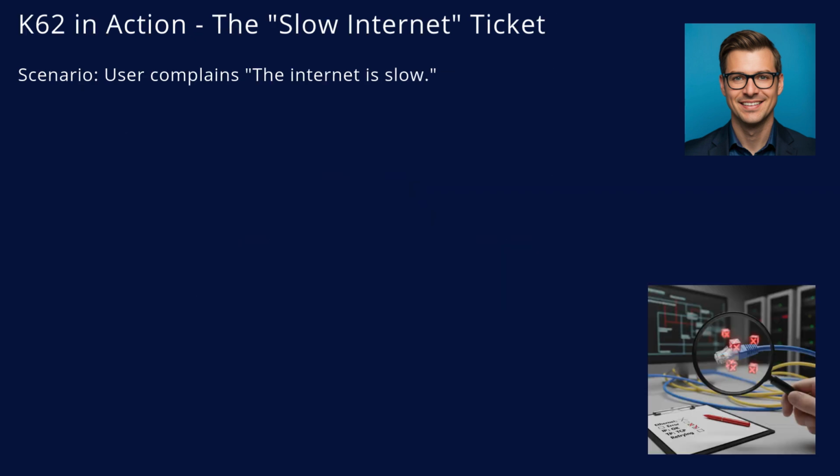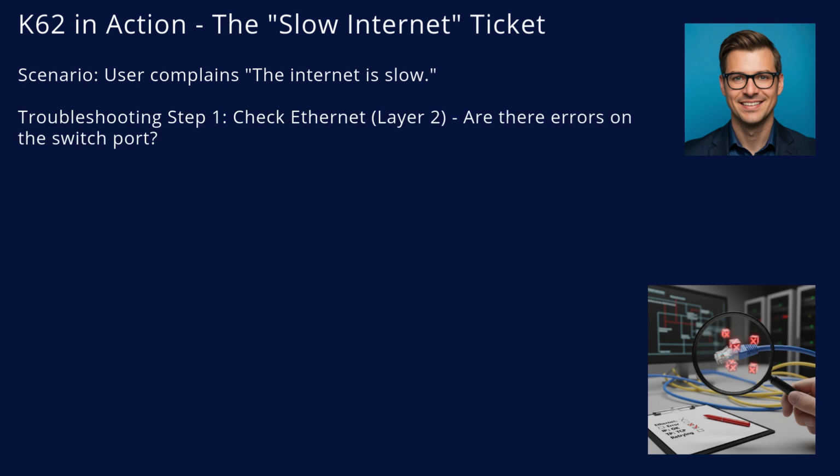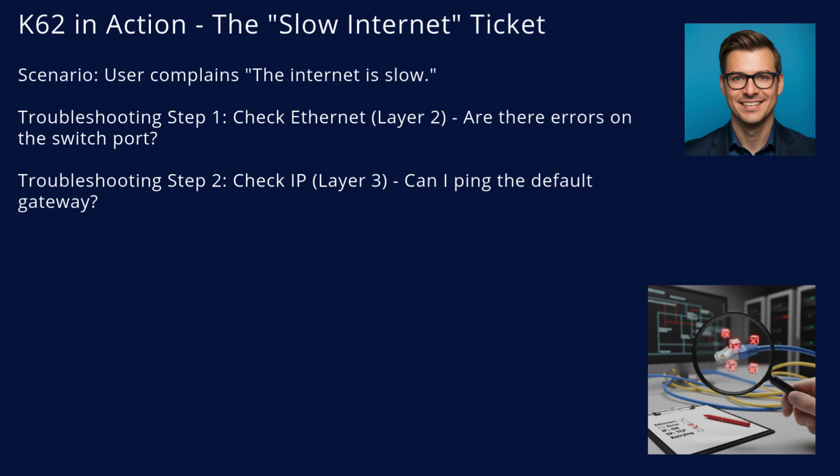Let's put this into practice with a common troubleshooting scenario. A user ticket says, the internet is slow. You don't just guess, you use the protocol stack. Step 1, check Ethernet. You look at the switch port statistics. Are there CRC errors? This suggests a physical cable fault. Step 2, check IP. Can you ping the gateway? If yes, layer 3 connectivity is fine.